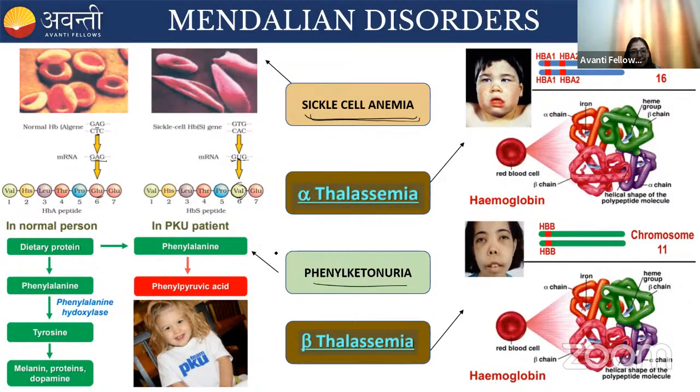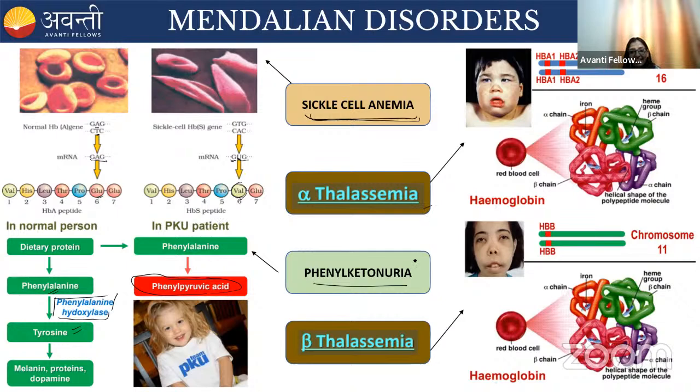Phenylketonuria is also an example of pleiotropy. The person suffering from phenylketonuria lacks the enzyme phenylalanine hydroxylase, which converts phenylalanine to tyrosine. If this enzyme is absent, phenylalanine cannot be converted to tyrosine and it is converted into phenylpyruvic acid, which gets accumulated in the body and can lead to mental retardation or the formation of ketone bodies.